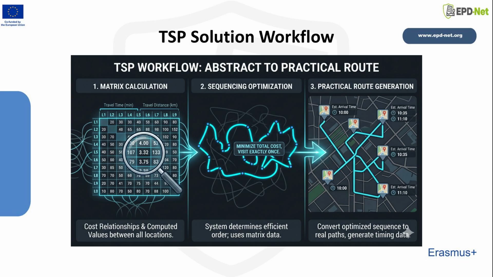In the final step, the optimized visit sequence is converted into an actual route. This includes generating navigable paths on the road network and producing timing information such as estimated arrival times. Together, these steps transform abstract optimization results into practical routing solutions that can be used in real-world workforce operations.